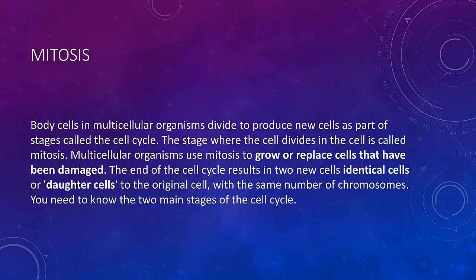However, keep in mind there is another process similar to mitosis but in different cells, but that is for another video. Moving on, the end of the cell cycle results in 2 new cells, identical cells or daughter cells to the original cell, with the same number of chromosomes. You need to know the 2 main stages of the cell cycle.